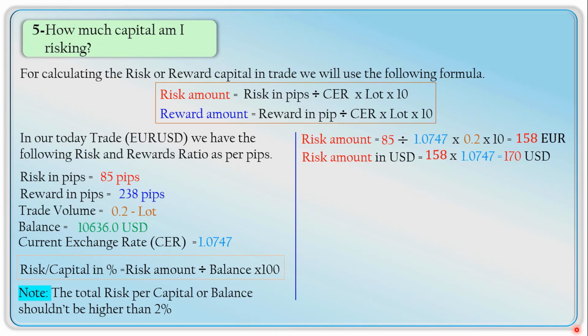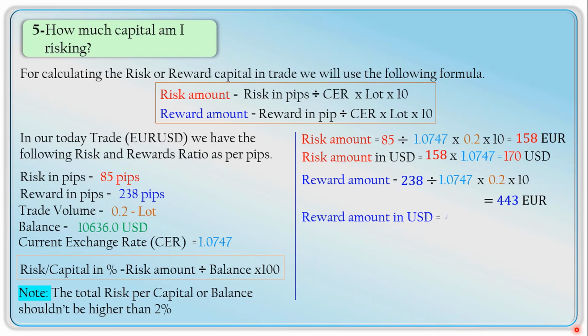Then I will calculate my reward amount, which is equal to the reward in pips, which is 238 pips, divided by the current exchange rate, which is 1.0747, times lot amount 0.2 times 10, which is from the formula. And my reward will be 443 euro. As per dollar, reward amount will be 476 US dollar. So it means that I'm going to risk 170 US dollar to make 476 dollar.